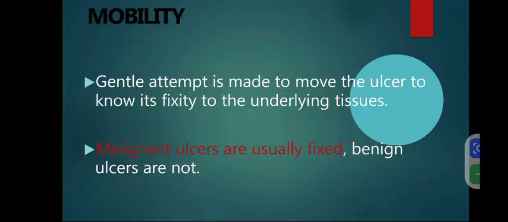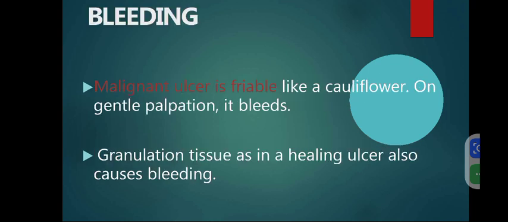Mobility: a gentle attempt is made to move the ulcer to know its fixity to the underlying tissue. Malignant ulcers are usually fixed, benign ulcers are not. Malignant ulcer is friable like cauliflower. On gentle palpation, it bleeds. Granulation tissue, as in a healing ulcer, also causes bleeding.